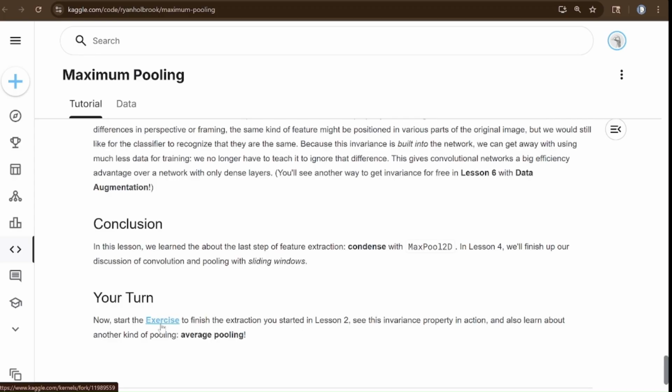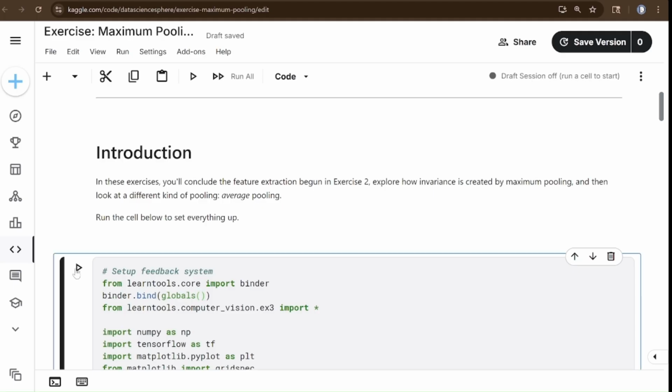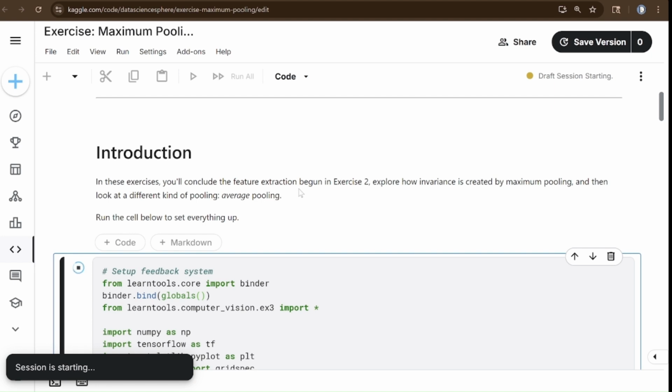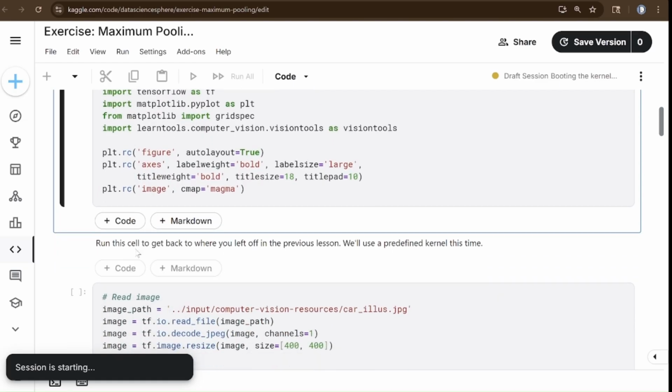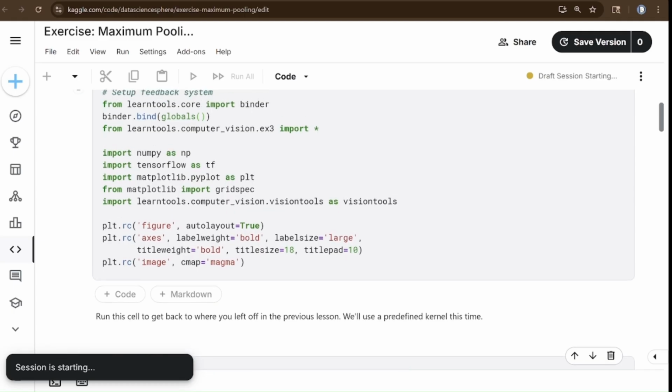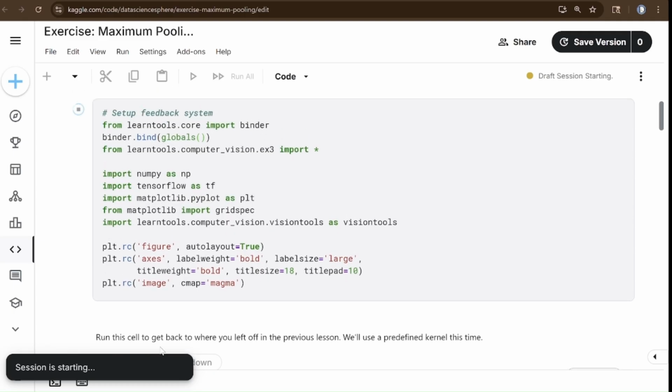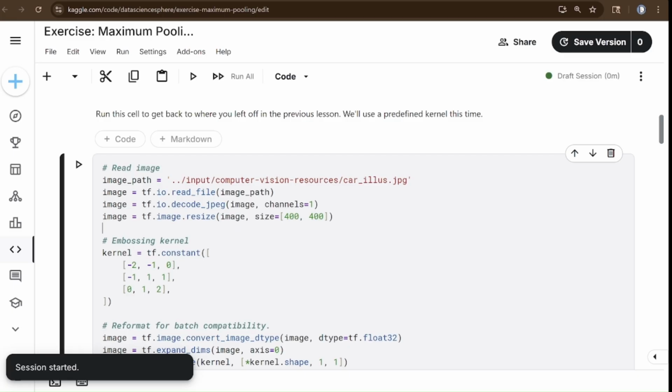Okay, now let's do the exercise. In this exercise, you will conclude the feature extraction begun in exercise 2, explore how invariance is created by maximum pooling, and then look at a different kind of pooling, average pooling. Run the cell below to set everything up. Run the cell to get back to where you left off in the previous session. Just give some time, let it run.